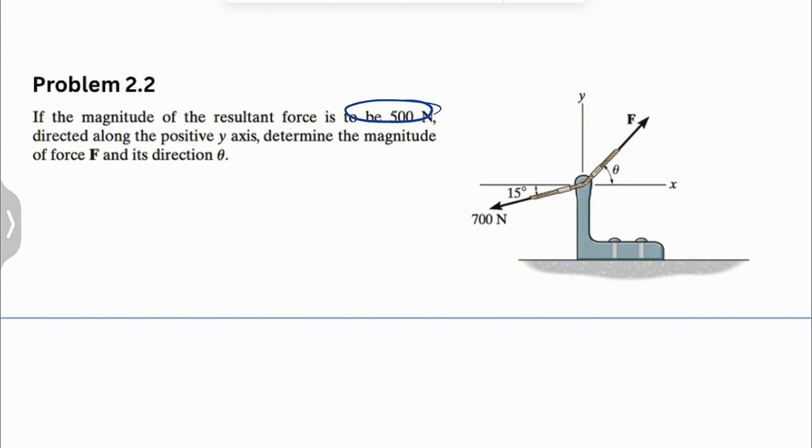So we know that our R is directed along the positive axis, and the variable that we have in here is the force F. So the resultant has to be something in this direction, and we have 500 newtons for the magnitude. Obviously the F and theta are missing in here, so we need to figure those out. So let's just assume that's the direction.